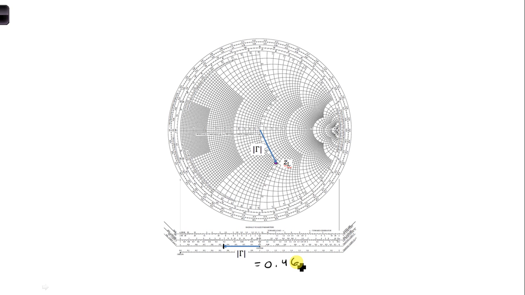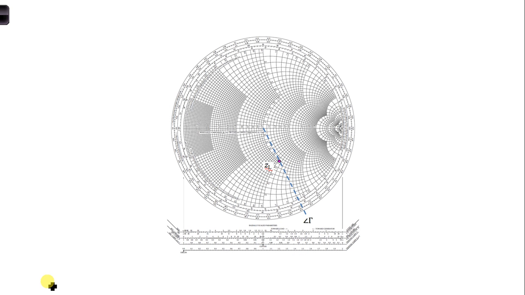And finally, we can obtain the angle of the reflection coefficient also by reading off a value from the Smith chart. So here is ZL still. If we draw a straight line out from the center of the Smith chart through ZL out to the outside of the Smith chart, we can use the inner scale here, angle of reflection coefficient in degrees. So if we follow that scale around and read off the value where this line goes through it, we should get the angle of the reflection coefficient is minus 62 degrees.